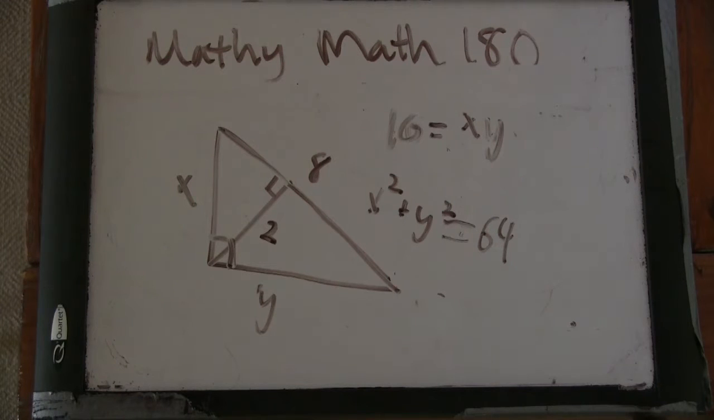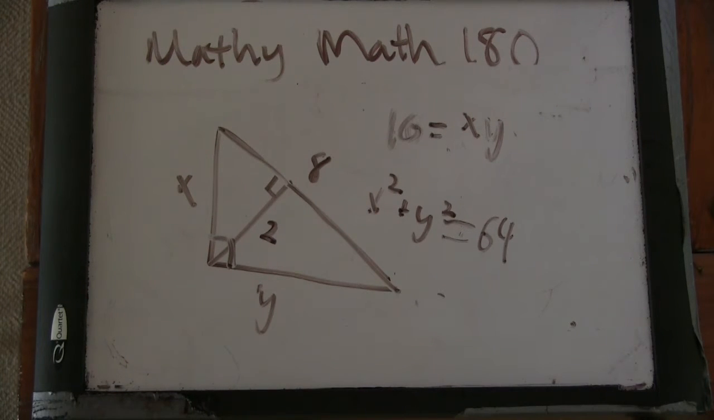Well, I mean, we could say that 16 over y equals x, or 16 over x equals y. You could, and that's going to eliminate one variable and end up with a fourth degree equation where you're solving for the value of something. But you really want to solve for x plus y here.